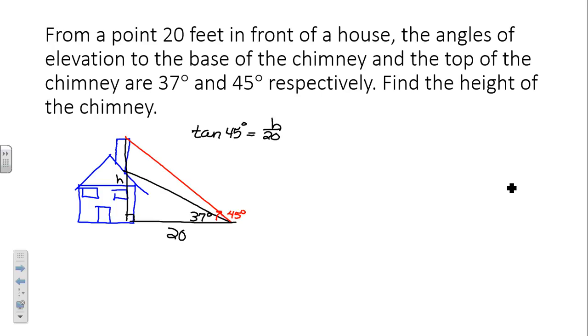So what is the height of the chimney all the way to the top? 20. Okay, now what? Tangent of 37 equals our little h, or, I don't know, call it b instead, b over 20, right? And so we'll take 20 times the tangent of 37. What do we get? 15. 15 equals b. So if the whole height is 20 and the height from the bottom of the chimney to the ground is 15, how tall is the chimney?